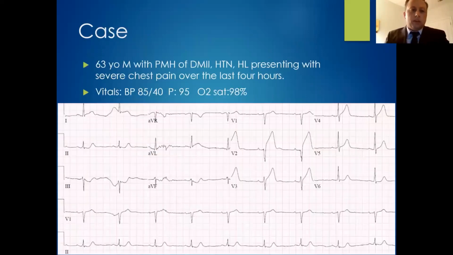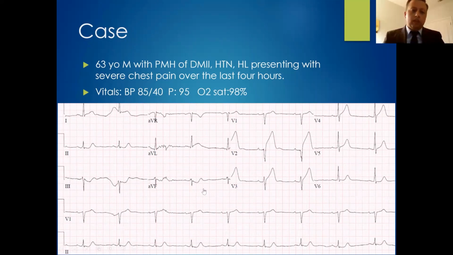So first, just to start with a case, this is a 63-year-old man with a past medical history of diabetes, hypertension, and hyperlipidemia, presenting with severe chest pain over the last 4 hours. He has a blood pressure of 85/40 and a pulse of 95. His oxygen saturation is 98%. And as you can see here in the ECG, he already has these very large ST elevations anteriorly, as well as ST depressions and reciprocal changes in the inferior leads. As you would expect, he has an occluded LAD, which you can see here.